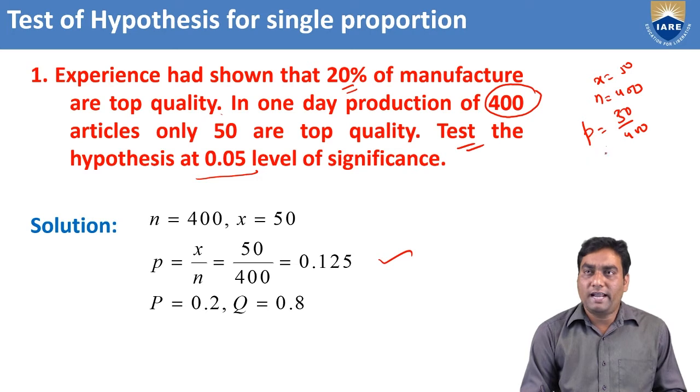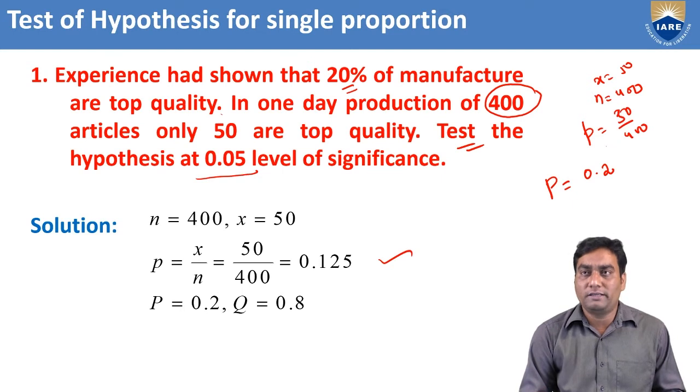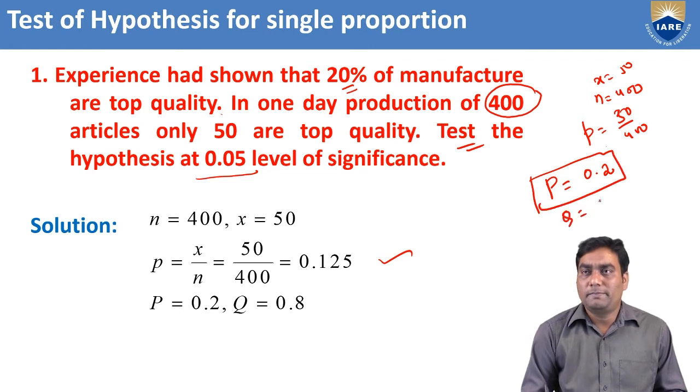Small p you know, N you know, X also we got. And capital P generally we can take 0.5, but in this statement it is given that 20% of manufacturers are top quality, that is the general mention, so capital P equal to 0.2. That means capital Q equal to 0.8 because P plus Q equal to 1.